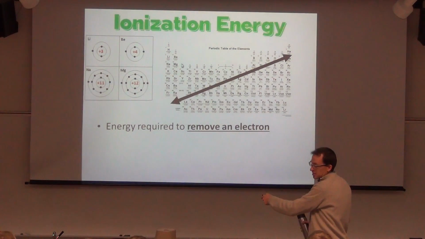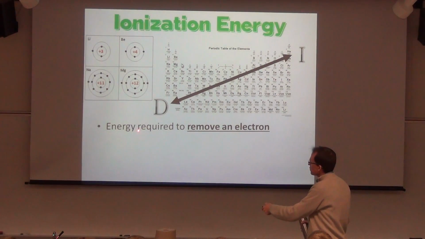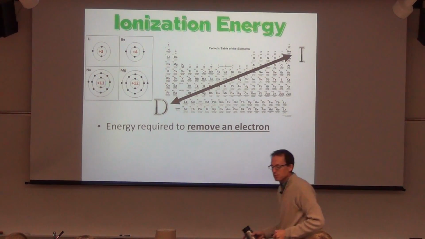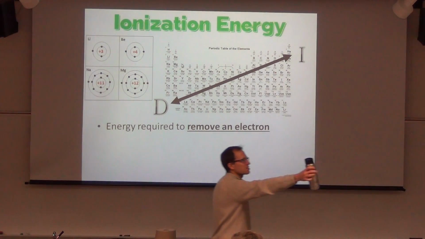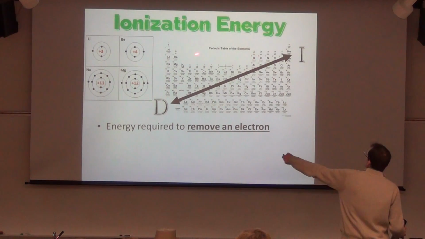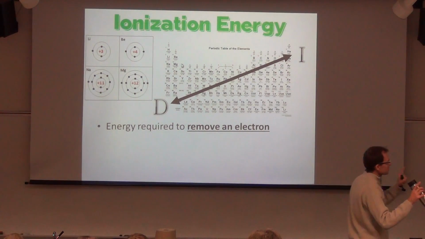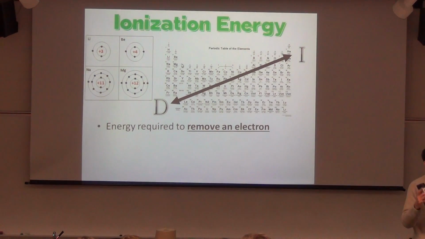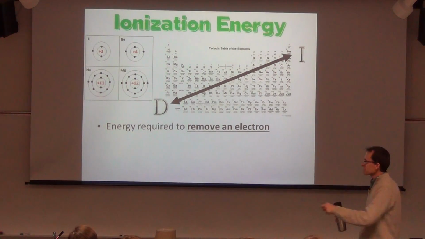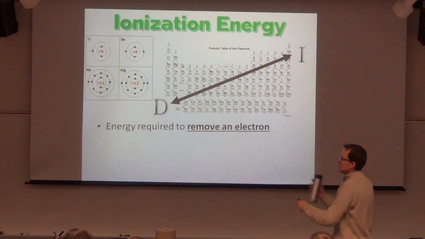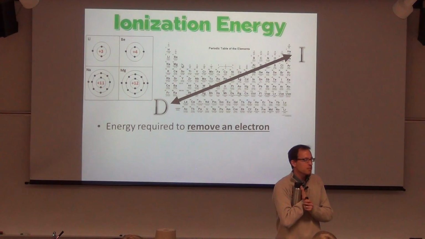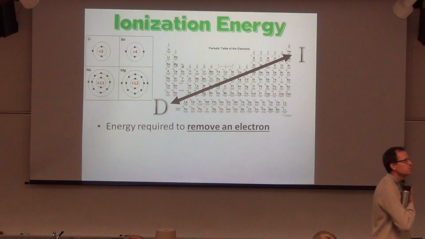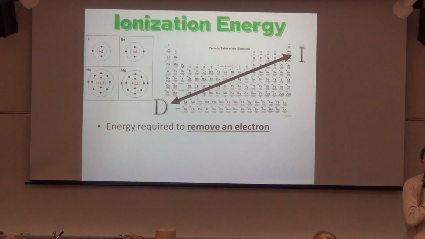These are larger, so hopefully it makes sense. It wouldn't take as much energy to take something when the electron's further away. As I move across, again, just hold on to one thing, which is it's all about the size of the atom. Atoms get smaller over here, so that means my electron is getting closer to my nucleus, so it's going to be harder and harder to remove the electron from the atom.